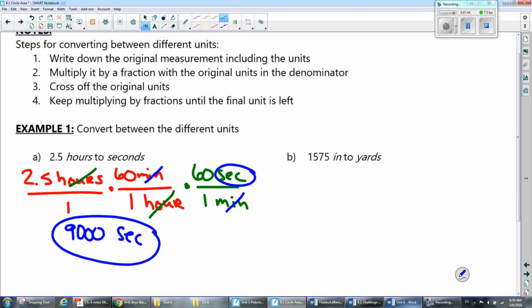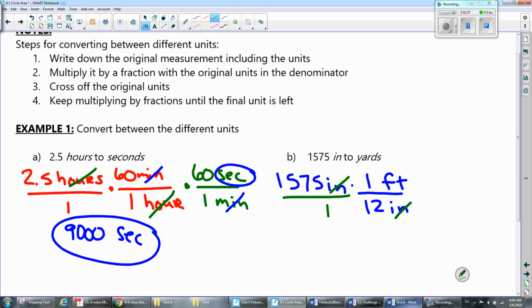Again, if we wanted to convert 1,575 inches to yards, write down what you started with. Inches I know can go to feet next. So there are 12 inches in 1 foot. If I multiply these together, there's my two fractions. Inches from the numerator and inches from the denominator cancel. But now I'm in feet. I still need to be in yards. So if I think about feet in yards, there are 3 feet in 1 yard. Now the feet are gone. I'm left with the yards that we were looking for.